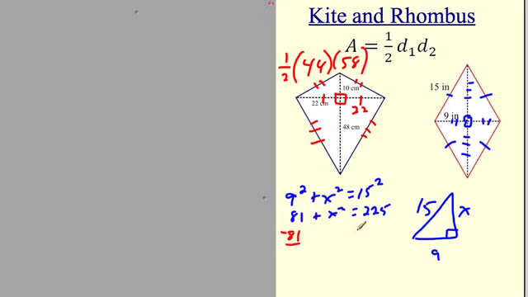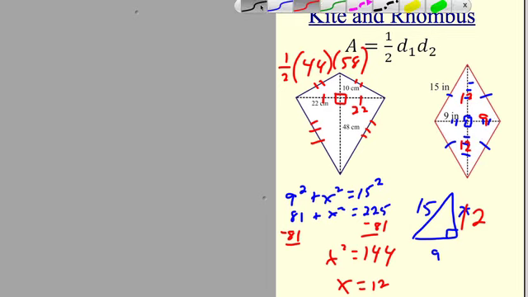Subtract 81 from both sides. X squared is going to equal 225 minus 81. Oh my goodness, I'm having a hard time thinking of that. 144. That took me a while. And then square root both sides, x equals 12. So all that work was just to find this, which is 12. If that's 12, this is 12. If that's 9, this is 9. Now I have my diagonals. So all that work just to find the diagonals.